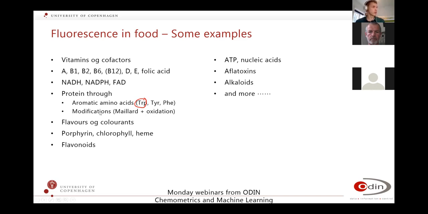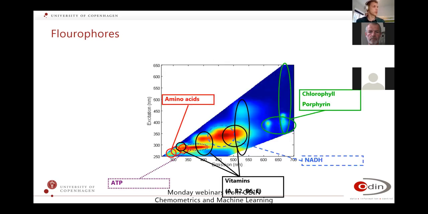What we also can do with regards to proteins is the modifications, being that Maillard reactions or being oxidation. And we are working heavily on that. There's also a lot of literature already on some of these. And some of them are accurate and some of them are not. I will not go so much back to that.